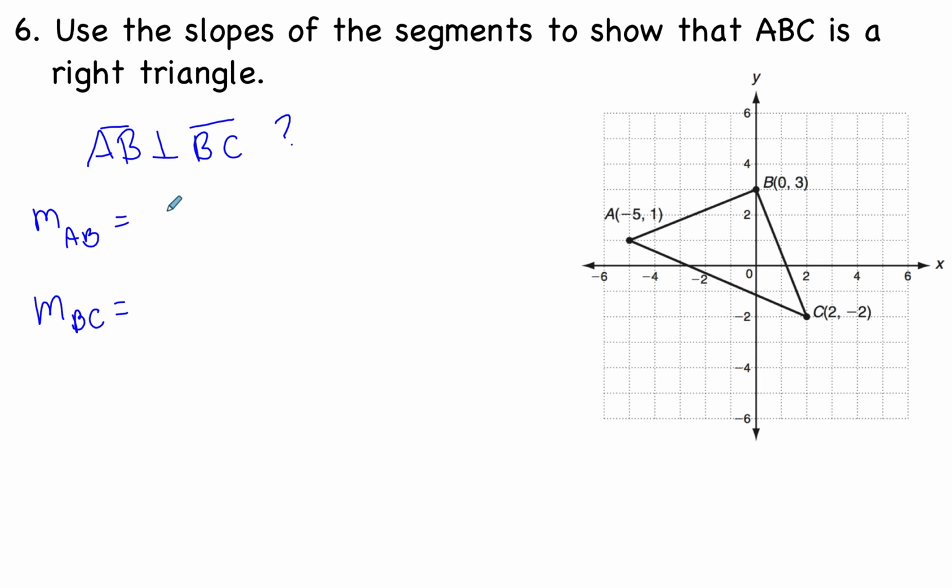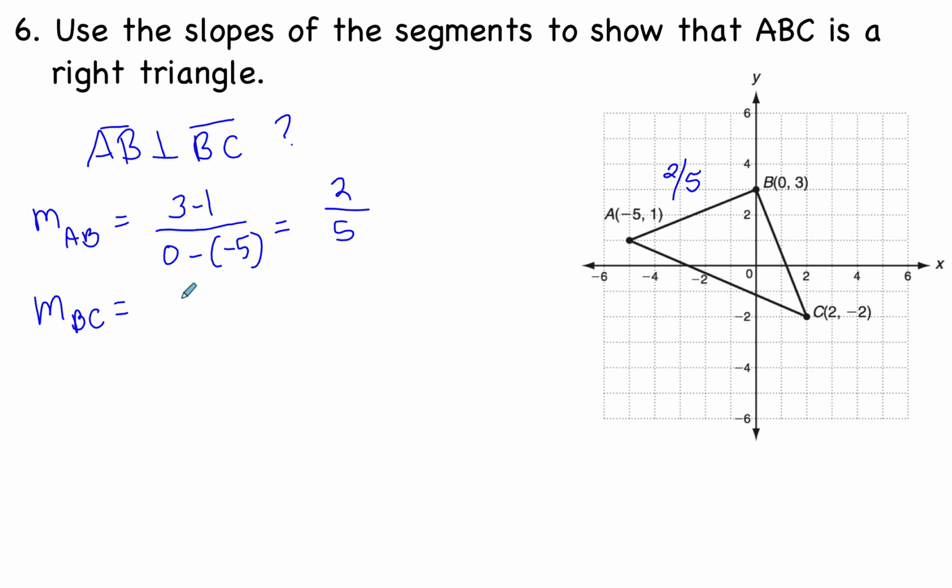So here we go. The slope of segment AB. So we're going to take 3 minus 1. I'm taking the y coordinates right here. 3 minus 1. And we will divide that by 0 minus negative 5. So 3 minus 1 is 2. 0 minus negative 5 is a positive 5. So our slope of AB is 2/5. So we can go ahead and write that above that side there. So the slope of this line is 2 over 5. So if these are going to be perpendicular lines, then hopefully we get negative 5/2 on the other side.